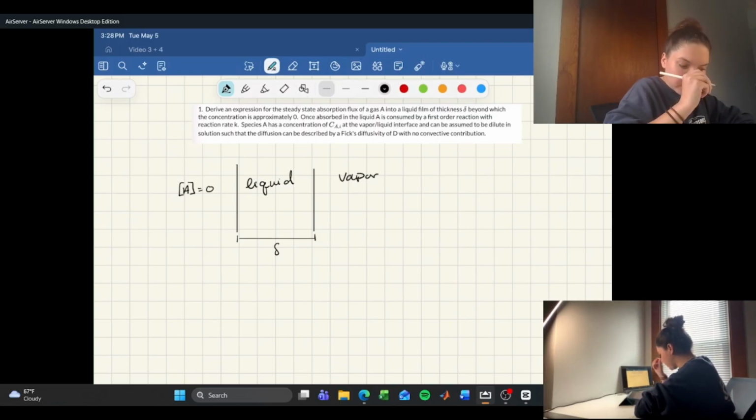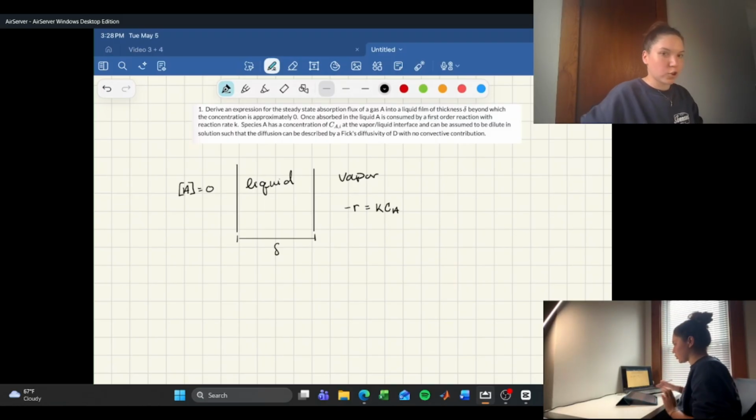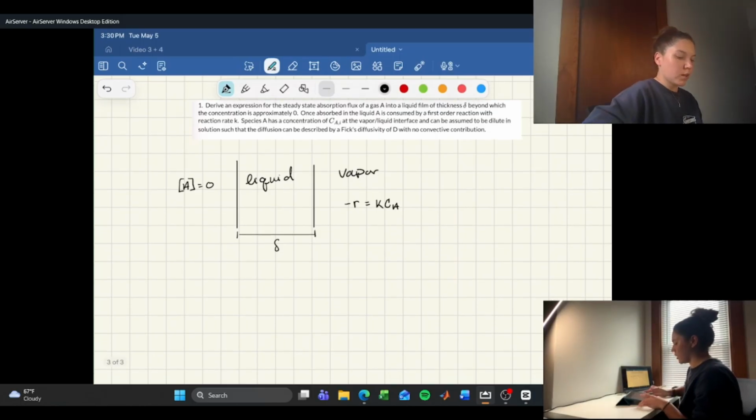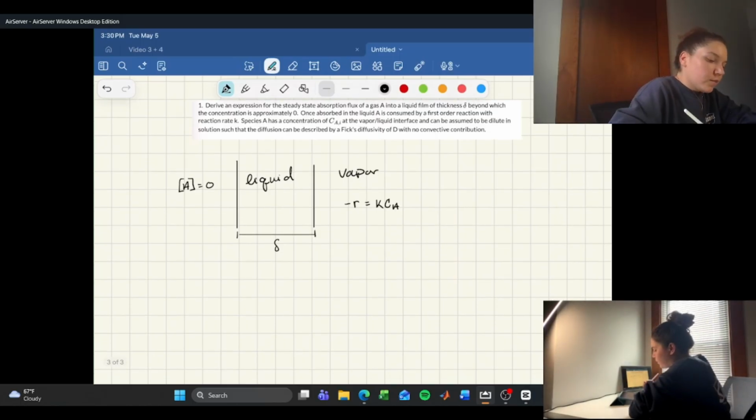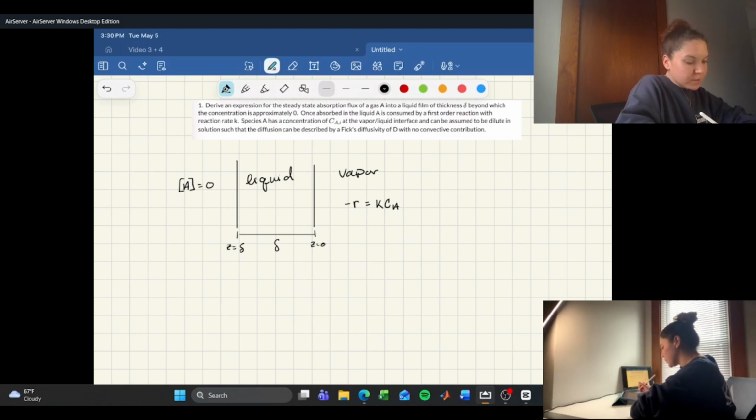And this is a first order reaction, so the negative rate is going to be equal to the rate constant times the concentration of A. So that's our setup. At the vapor-liquid interface, the position is going to be equal to 0. And on the other side, the position is going to be equal to the total film thickness.